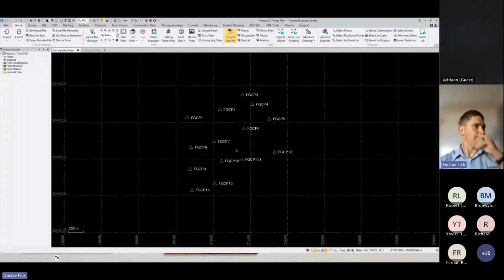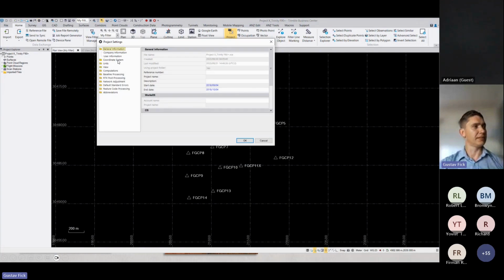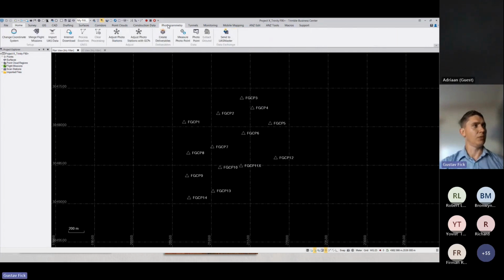Okay, so first off, you start by creating your project, and this is quite a simple process. You'll go to File, New, Create Project, and it will take you to your coordinate system settings. I'm going to show you that in the photogrammetry tab you can actually just jump straight to that. But this is where you would name your project. Once you've named your project, you will go to your photogrammetry tab.